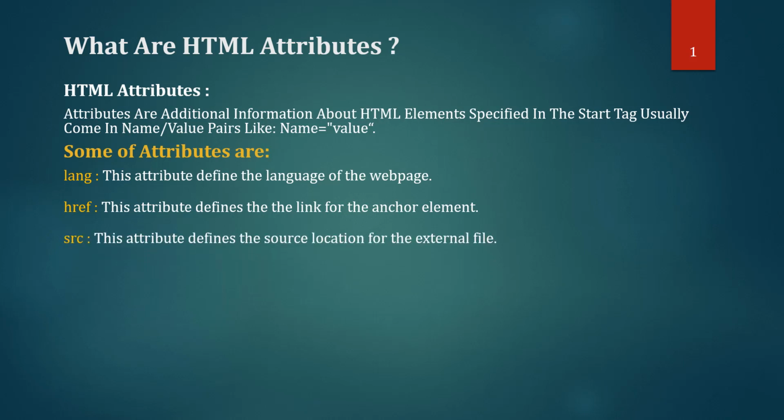src, which is also known as source. This attribute defines the source location for the external file. It means when we want to target any external file from the web page, then we use source equal to the link of the external file.